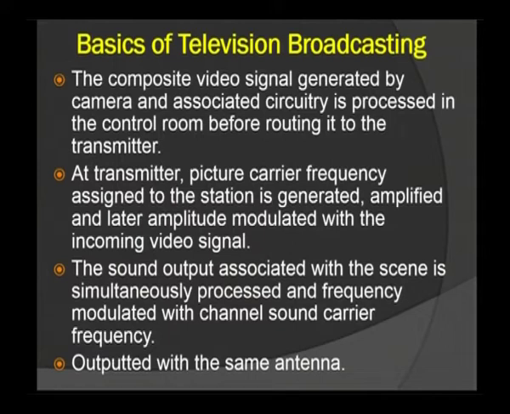The composite video signal generated by the camera and associated circuitry is processed in the control room before routing it to the transmitter. So, the composite video signal we discussed, which has the complete picture details, has to be processed before it is broadcast or transmitted.